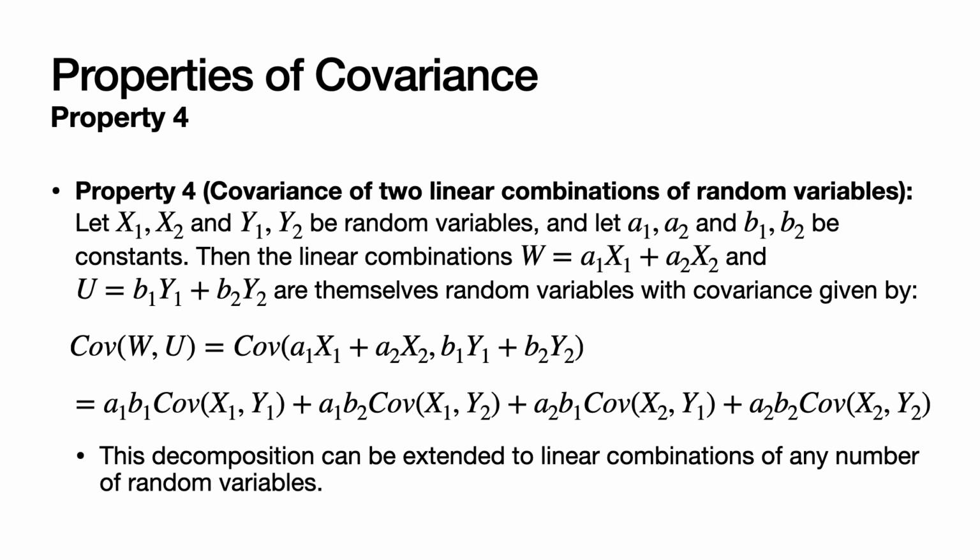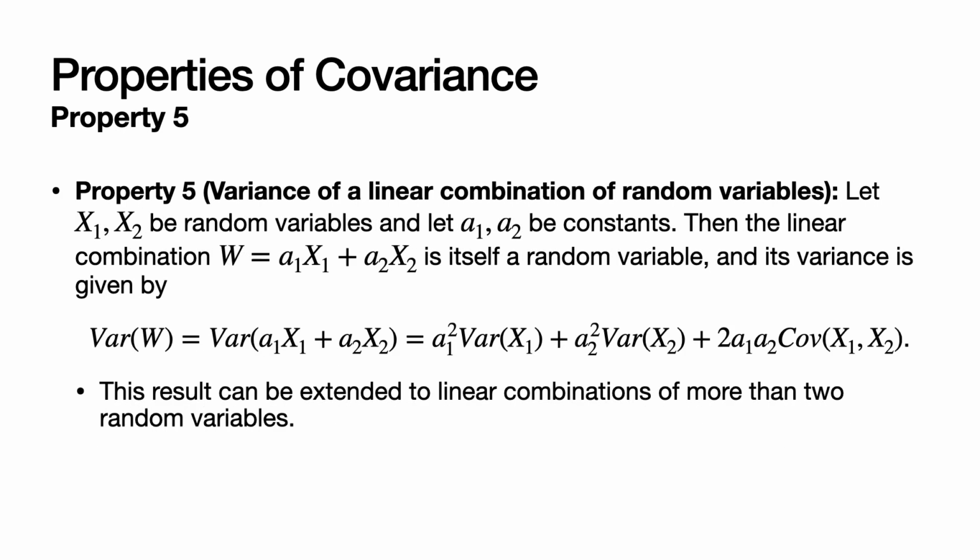The covariance of w and u, which is the covariance of the linear combination a1 times x1 plus a2 times x2 with the linear combination b1 times y1 plus b2 times y2, is equal to a1 times b1 times the covariance of x1 with y1 plus a1 times b2 times the covariance of x1 and y2 plus a2 times b1 times the covariance of x2 and y1 plus a2 times b2 times the covariance of x2 and y2. Now, this decomposition is expressed in terms of linear combinations of two random variables apiece, but it can be extended to linear combinations of any number of random variables.